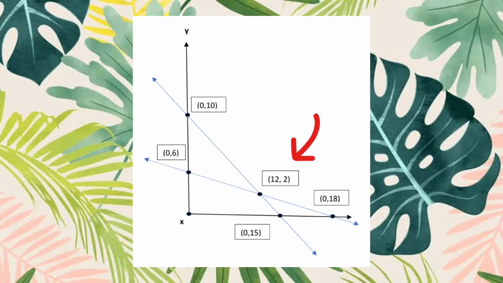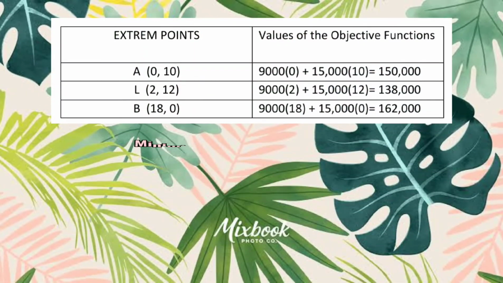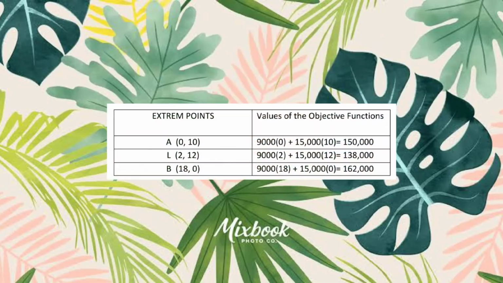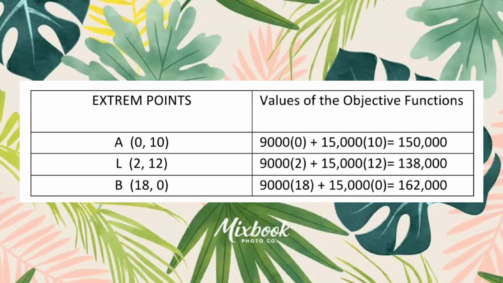Next, we have to substitute the coordinates of the extreme points of the feasible region into the objective function. Here's our objective function, minimize cost: 9,000x plus 15,000y. Then use all the points that we get so that we can get the lowest cost.